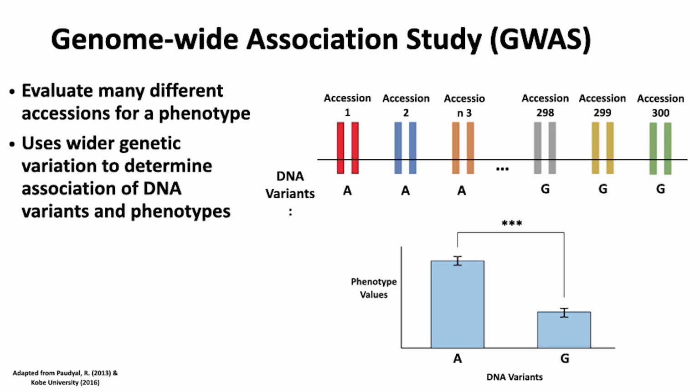You have large numbers, hundreds of different accessions, and then you screen them, you have your phenotype, and then you look at their DNA sequence and you try to find a correlation between a particular region in the genome and your phenotype. So a GWAS, genome-wide association studies, is another way of understanding genetic variation.